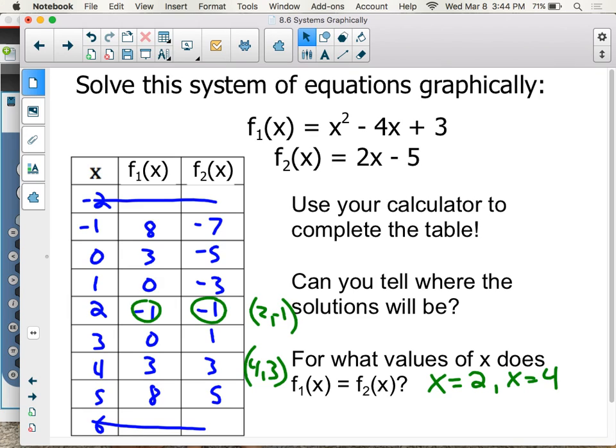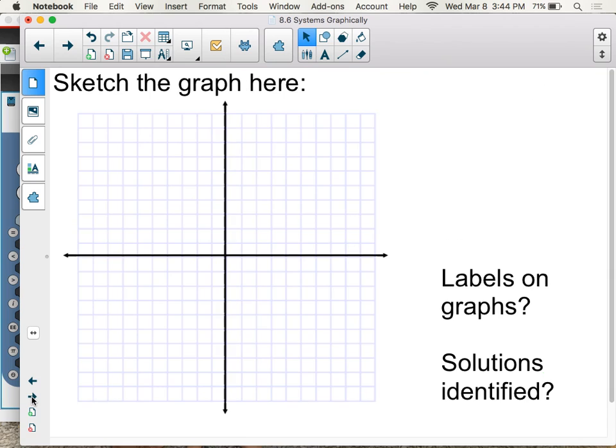Great, so all we got to do now is graph it. So we got our table. Let's go plotting some points. So for the parabola first, we start at (0, -1).